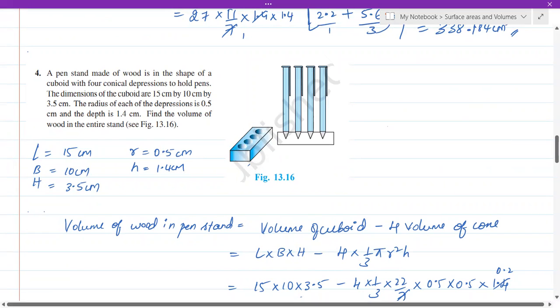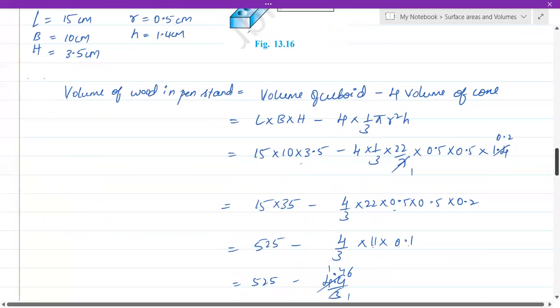So we have solved 4 sums. The remaining 4 sums we will discuss in the next video.